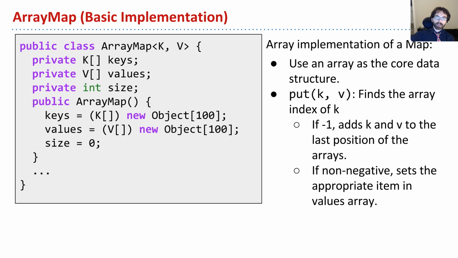The basic idea is to use an array as the core data structure, and anytime we need to add a new key value pair, put them both at the end of an array in the same position. Each key always goes with the value in the corresponding position in the other array. So whenever we do put k v, we find the key, and if that key is not in the list, we put them both at the end of the array. And if the index is not negative, that means the key is there, and we just set the value, as we saw.